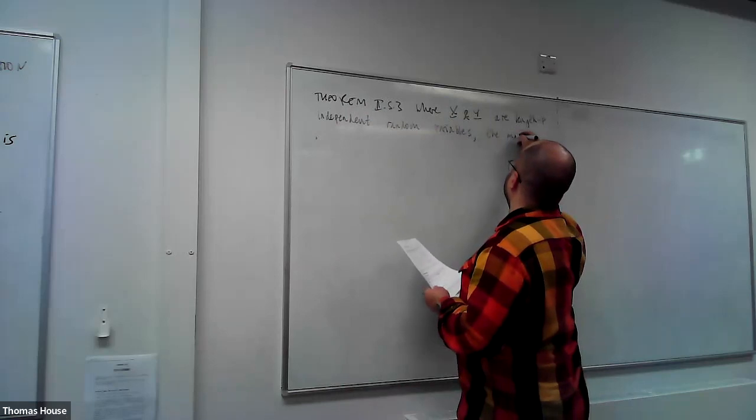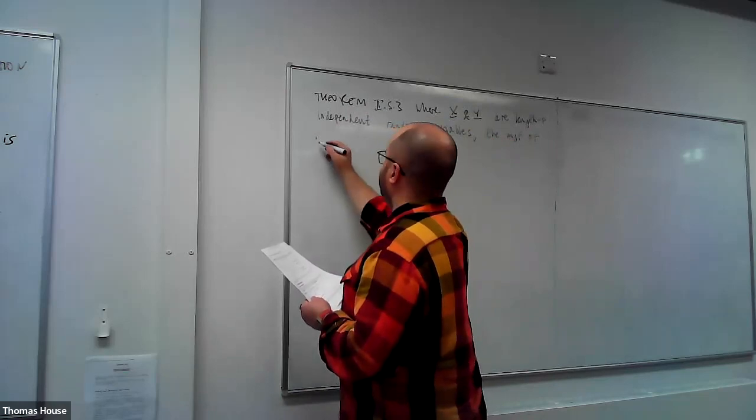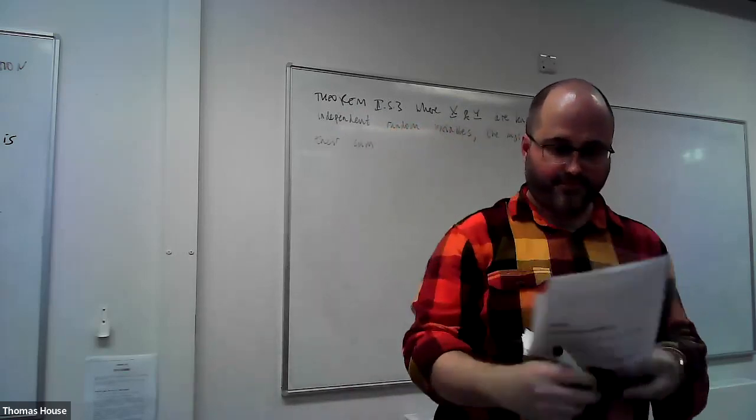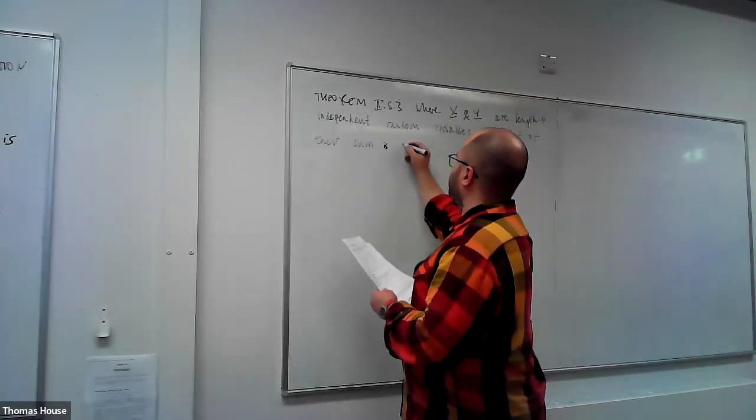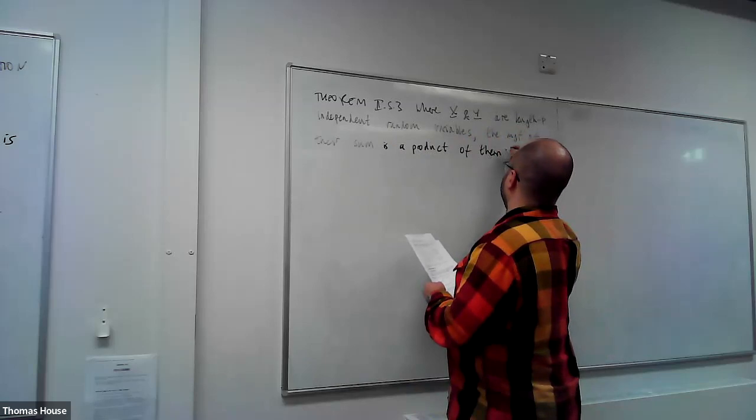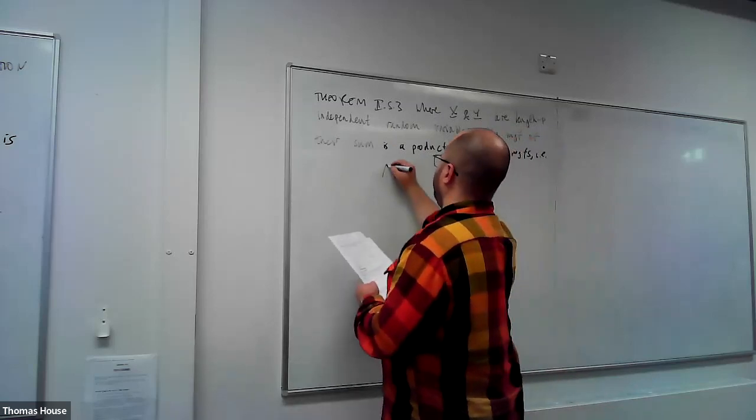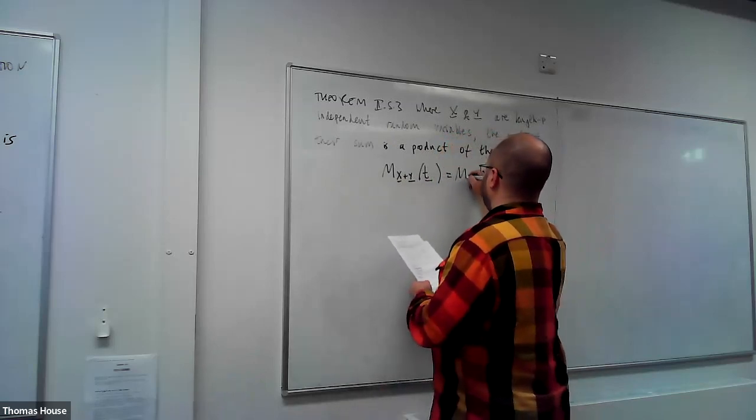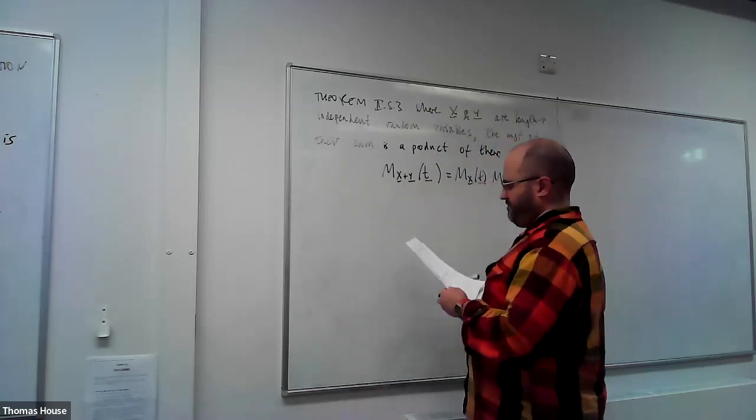The MGF of their sum is a product of their MGFs, i.e. the moment generating function of X plus Y evaluated at t is the moment generating function of X at t times the moment generating function of Y at t.